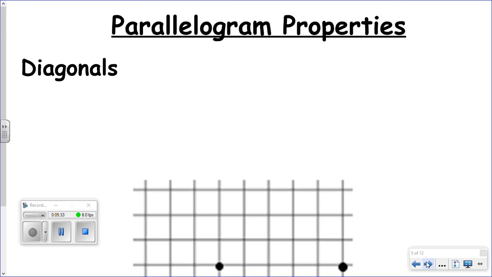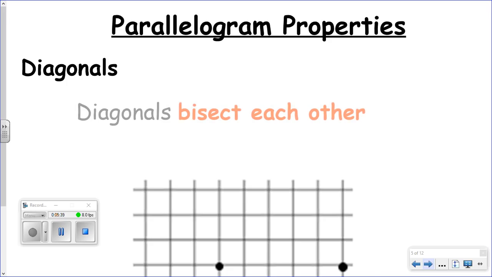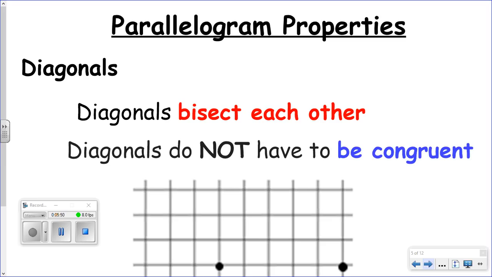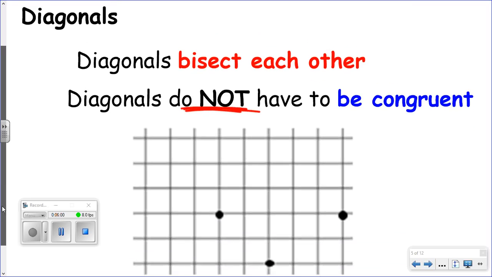And then the last properties have to deal with the diagonals. So the diagonals in a parallelogram, they bisect each other. And so remember, bisecting means they cut each other in half. So one diagonal cuts the other one in half. And then we just need to make note that diagonals do not have to be congruent to each other. They can be, but they do not have to be. All we know is that they bisect each other.